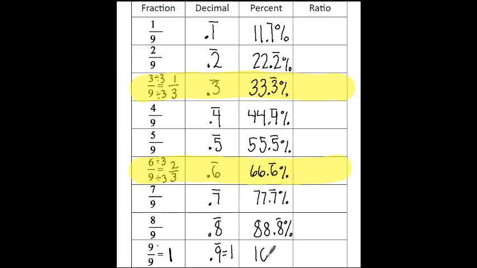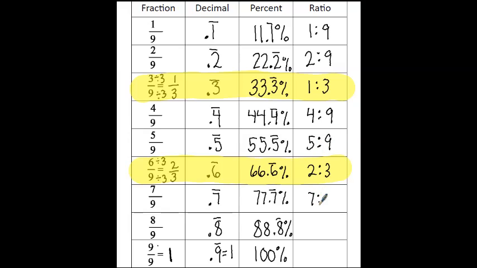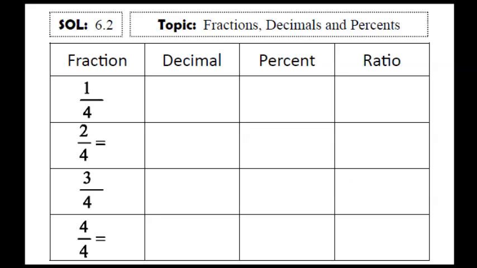And since that actually equals 1, 9/9 actually ends up giving us 100%. So our simplified ratios are basically the same thing as our simplified fractions, but written with a colon.